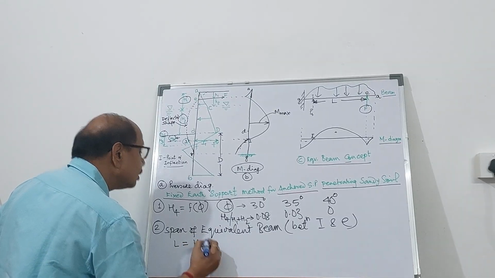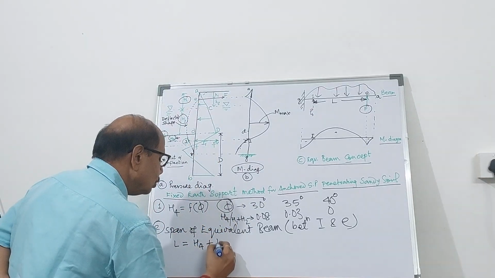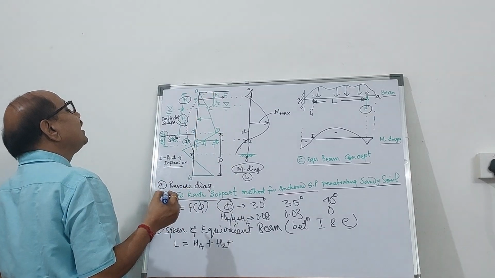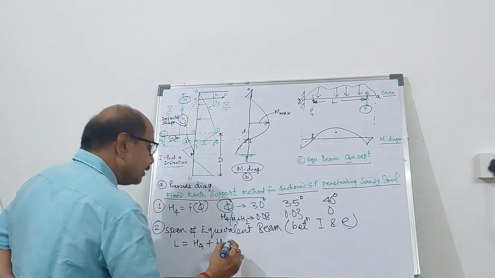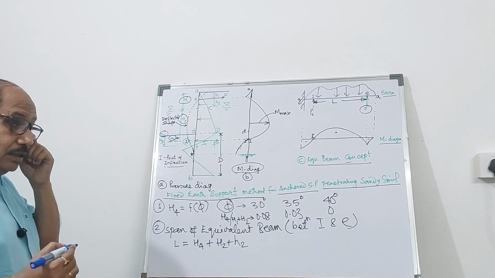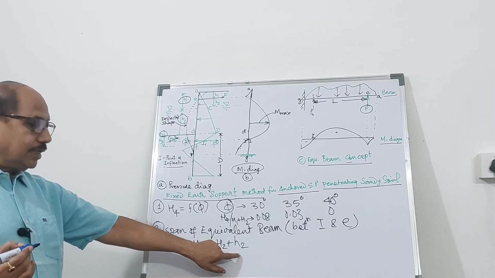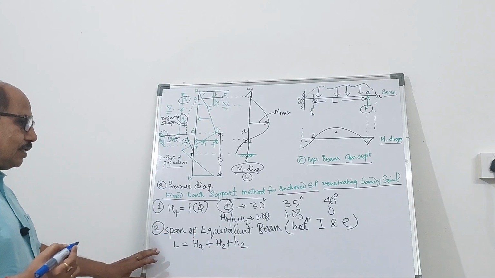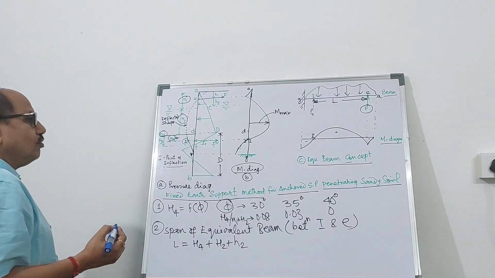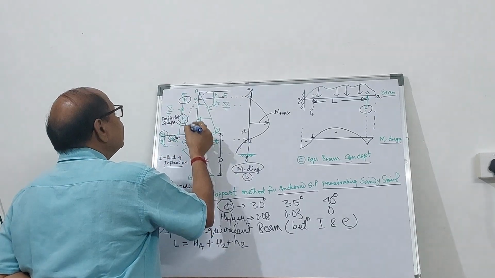So it becomes H4 plus H2, and from the water level up to the anchor rod, that is the point E, it is small h2. So the span can be easily found out because you have already found out the value of H4. H2 is known and small h2 is also known. Therefore, the span is known to you. Having found out this span, you can find out the total load between I and E.